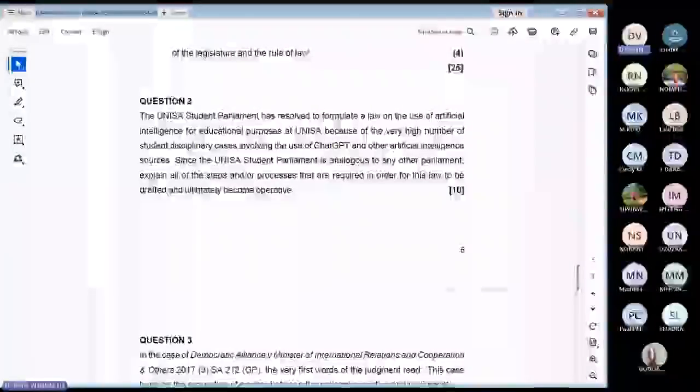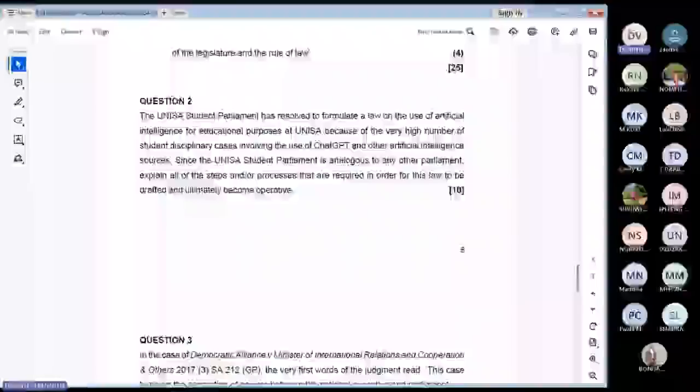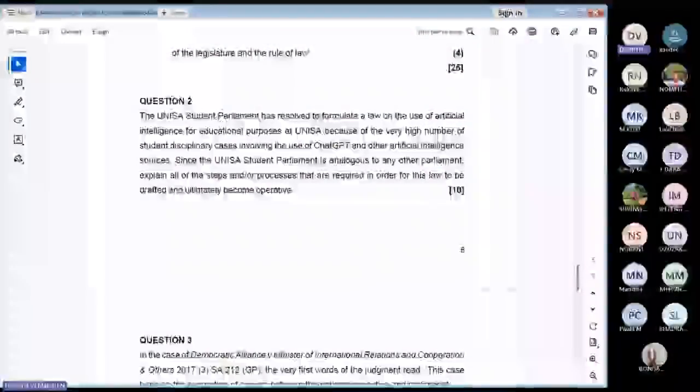We would say, for instance, that, however, if the student president refused to sign it because they had a reservation about its compliance, that person could refer the bill back to the student parliament for them to reconsider. If the student parliament approved it again and then submitted it to the president, the student president has no other option but to sign it.